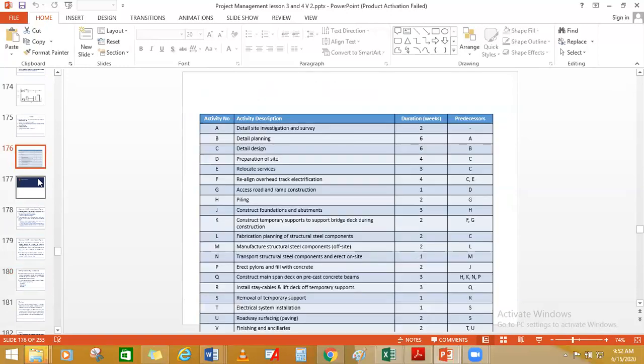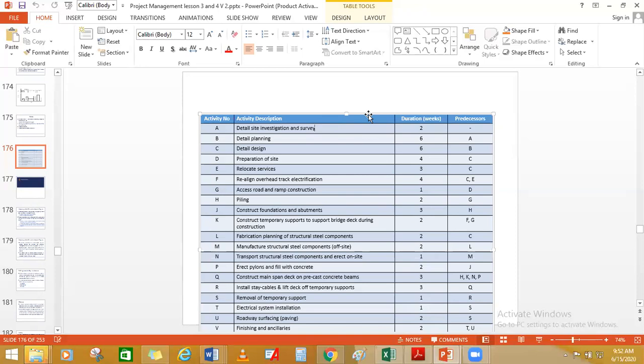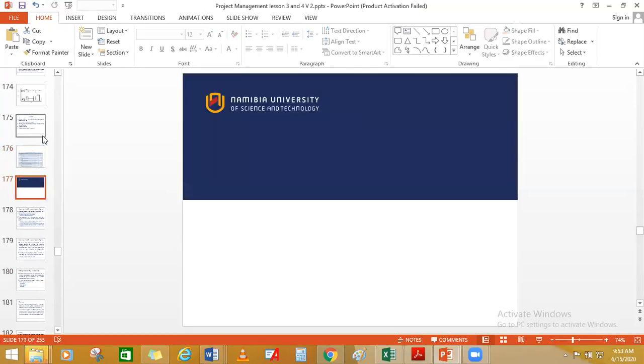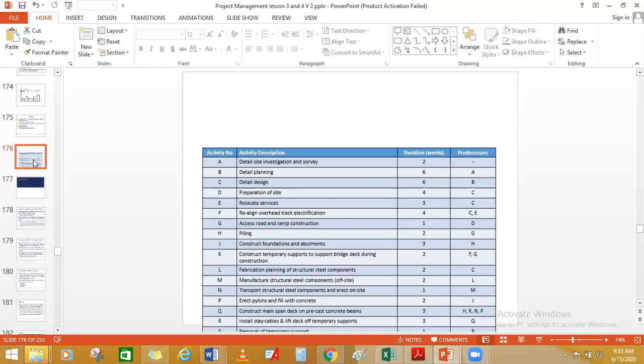This is the activity I was talking about. You can just run through this whole thing. It's a good exercise also. You can just do the things we did. I saw it has activity descriptions.